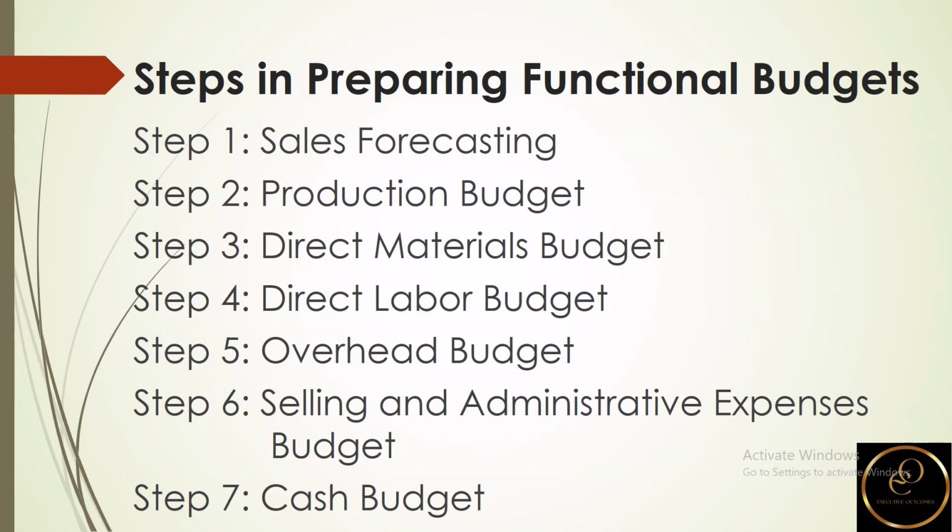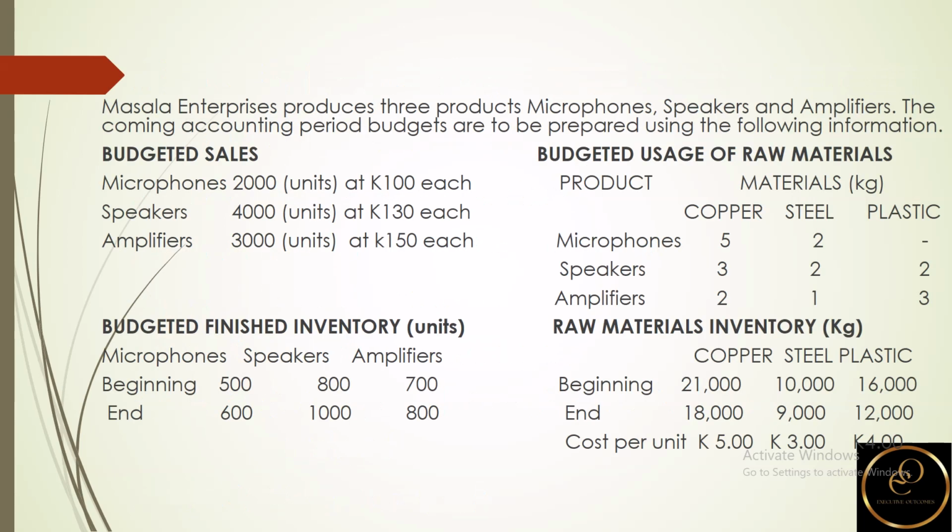Finally, one of the functional budgets you can come up with is a cash budget. A cash budget is a projection of cash movements, the cash inflows and cash outflows, and the closing and opening balances for particular periods. So these are the steps that you can follow in preparation of the functional budget.